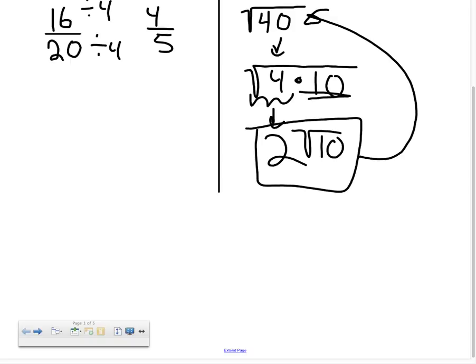So this says 2 times root 10, but kind of like with variables, we don't write the times symbol, we just say 2 root 10. We don't say 2 times, we just say 2 root 10. It's implied that's multiplication.